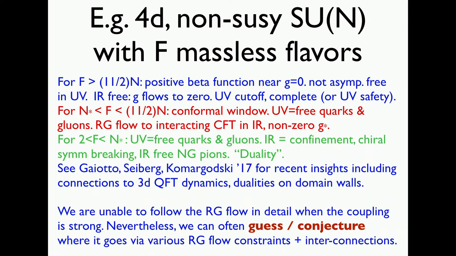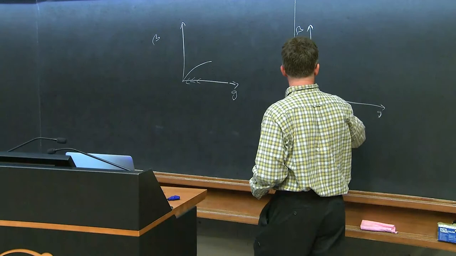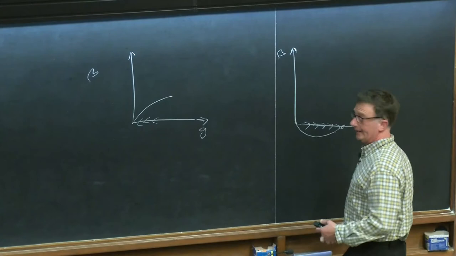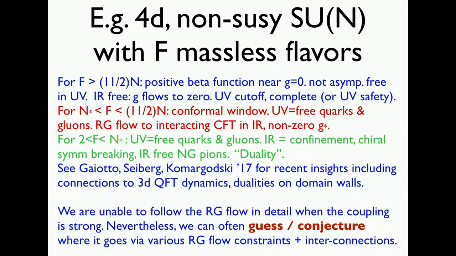If the number of flavors is less than that, but bigger than some N star, let's call it, this is what's called the conformal window. In this range, what happens instead is that the beta function as a function of g looks like that. And the beta function can have a zero. And so that's some conformal field theory in the infrared with some non-zero g star. And the lower limit of this is some subject of interest that people have studied using various methods.